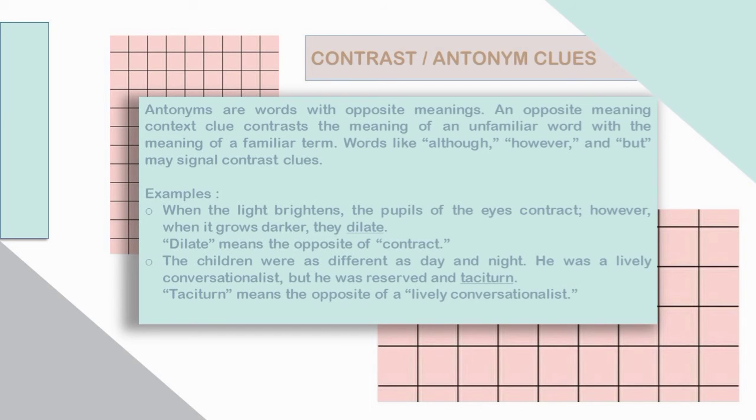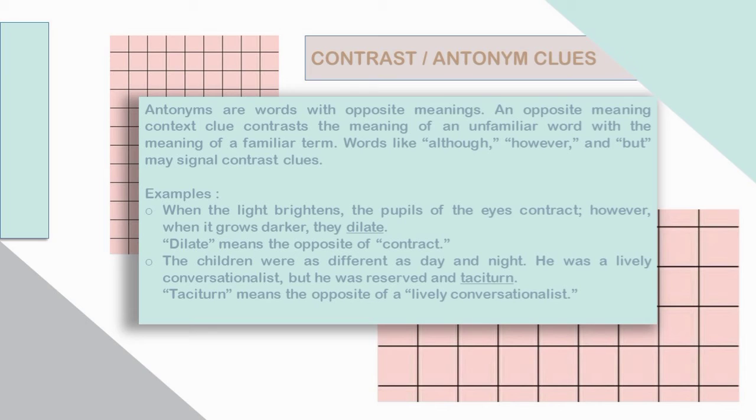Contrast or antonym clues. Antonyms are words with opposite meanings. An opposite meaning context clue contrasts the meaning of an unfamiliar word with the meaning of a familiar term. Words like although, however, and but may signal contrast clues. Examples: when the light brightens, the pupils of the eyes contract. However, when it grows darker, they dilate. Dilate means the opposite of contract.